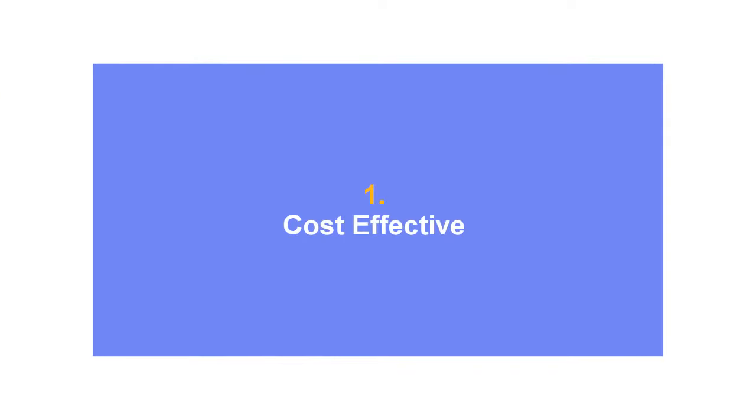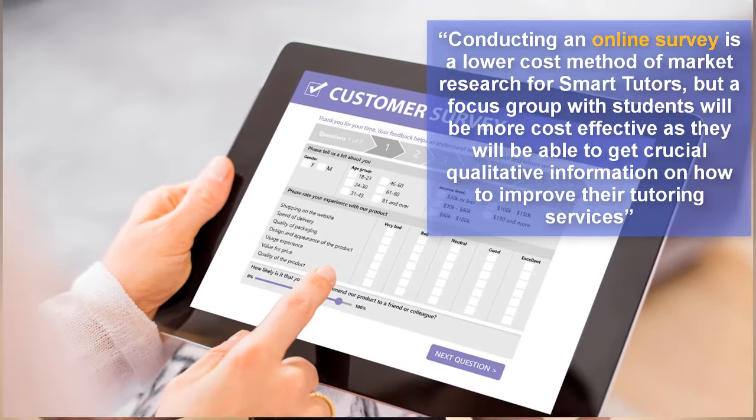Number 1, cost effective. Cost, or the bottom line, is perhaps the most popular source of evaluation. But instead of just repeating profit or cost figures from the case study, go that one step further and recommend the most cost-effective strategy. For example, conducting an online survey is a lower cost method of market research for Smart Tutors, but a focus group with students will be more cost effective as they will be able to get the crucial qualitative information on how to improve their tutoring services.